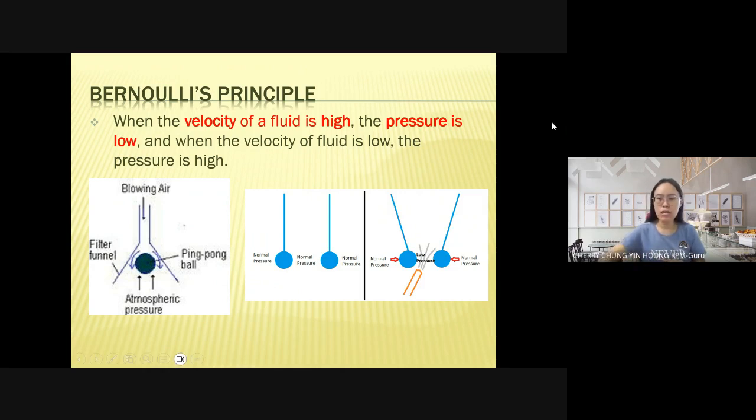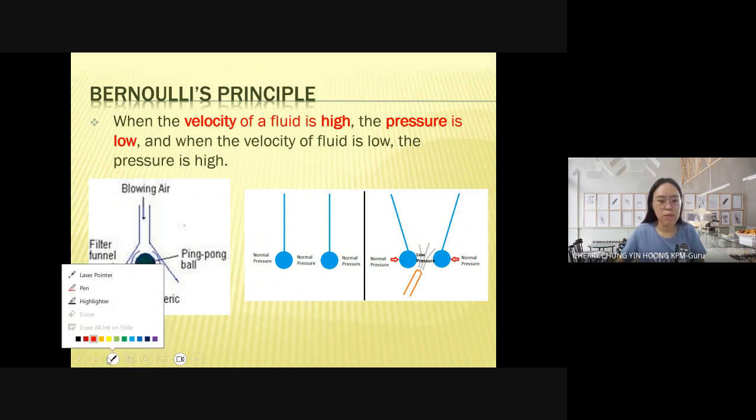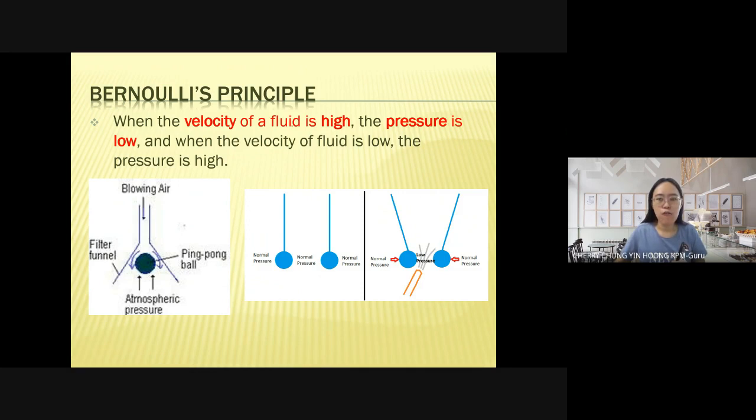OK，so when a velocity of fluid, no matter is a liquid, sorry 啊。Hello，你在哪里？Hello，嘿，你没有电了吗？OK，真的是没有电了。OK，等我一下。OK，fluid 可能是一个 liquid，可能是一个 gas.